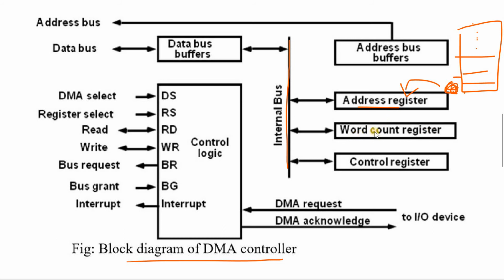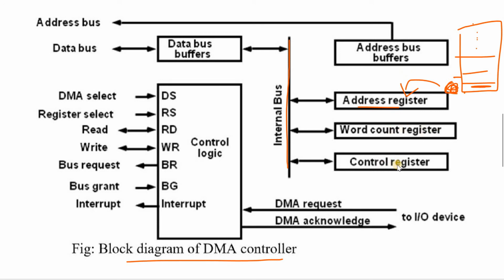Next one, word count register. Word count register means how many words or locations there are in that memory. One word is simply one location. How many locations or how many words are there? That complete count value will be stored inside the word count register.